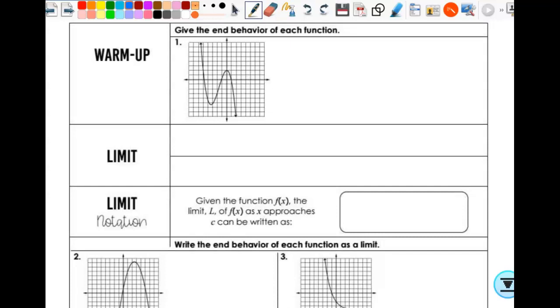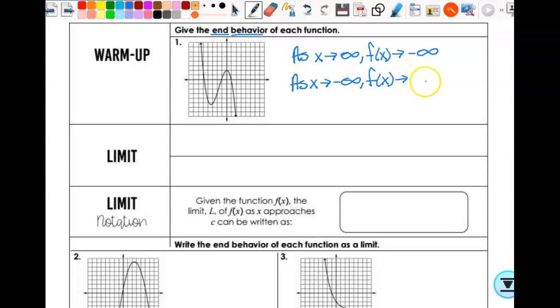It says give the end behavior. So we've been talking about end behavior since like August, all right? And we did it with a bunch of different functions along the way. Looks something like this. As x approaches infinity, so as x gets bigger and bigger and bigger, f of x approaches what? Negative infinity. Okay, and then as x approaches negative infinity, for this one, what does f of x approach? Infinity. Okay, good.